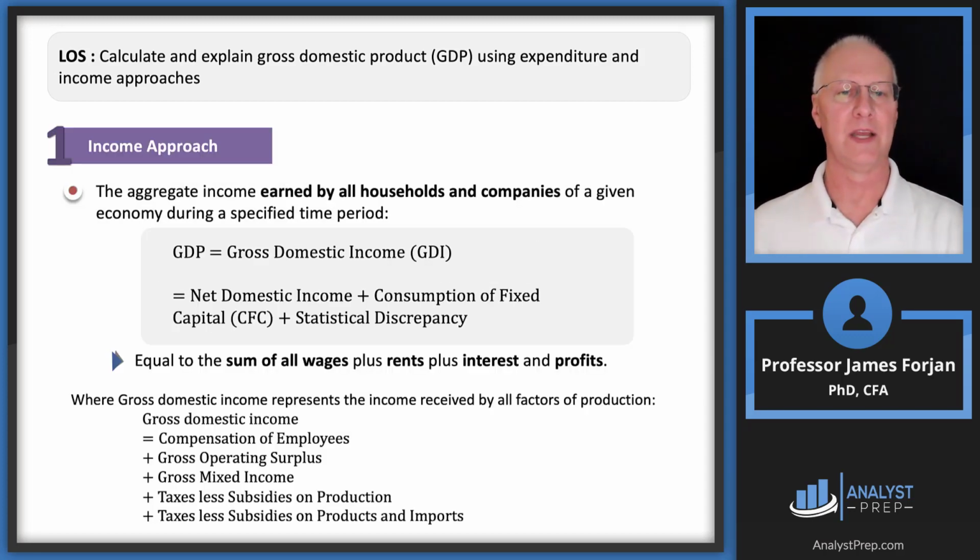So let's look at the income approach first. Aggregate income earned, that's the key word there, earned by all households and companies during a specific time period. Now the reading tells us that the GDP, according to the income approach, is equal to something known as the gross domestic income. And so that's just kind of a definitional term. Go ahead and look down at the bottom there, gross domestic income.